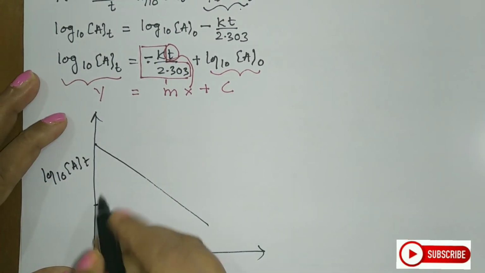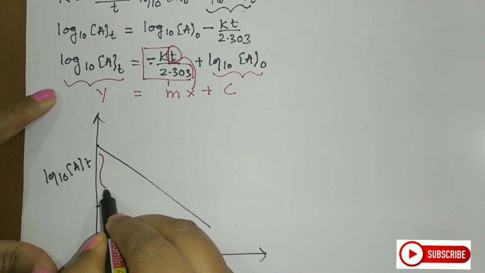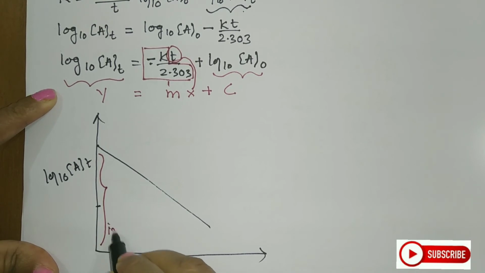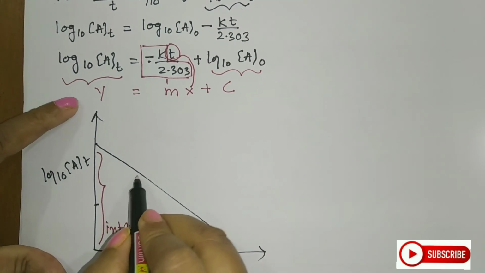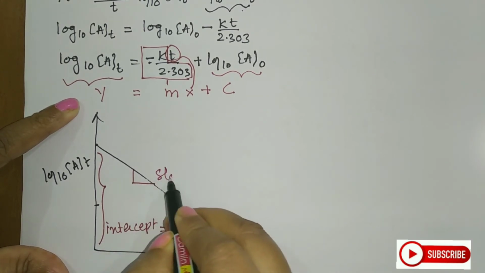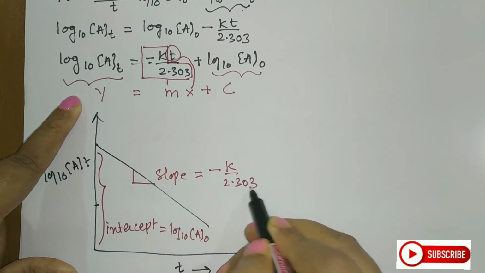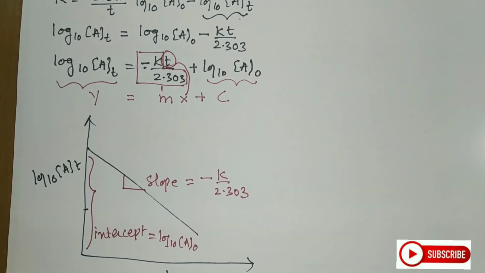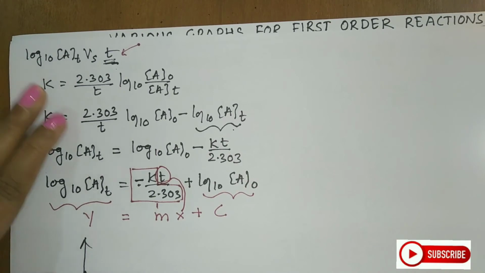So let us mark what all things are given here. This is the intercept, which is equal to log to the base 10 of A0. So this is what the intercept is. And what is the slope of this? So slope is equal to minus k by 2.303. So students, this is the graph for the given log to the base 10 At versus time. So I hope you have understood this graph.